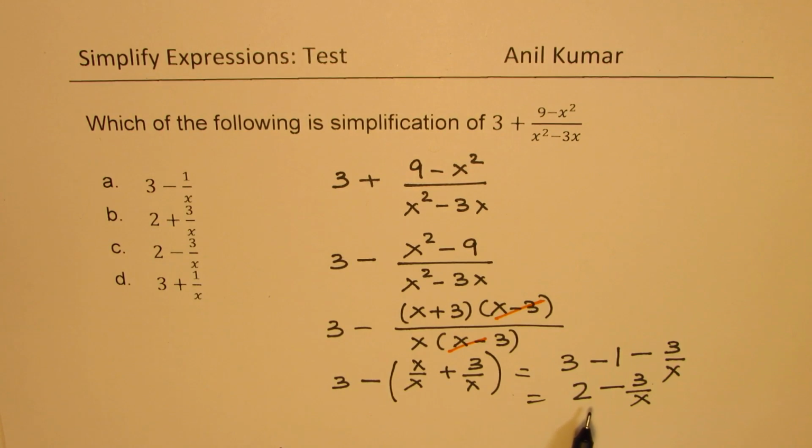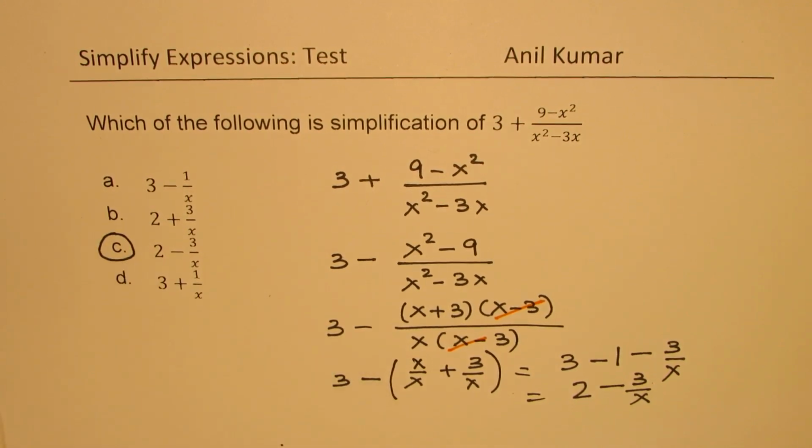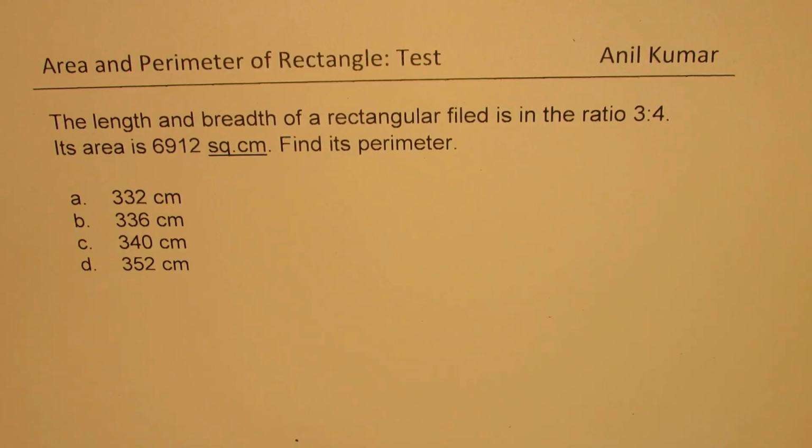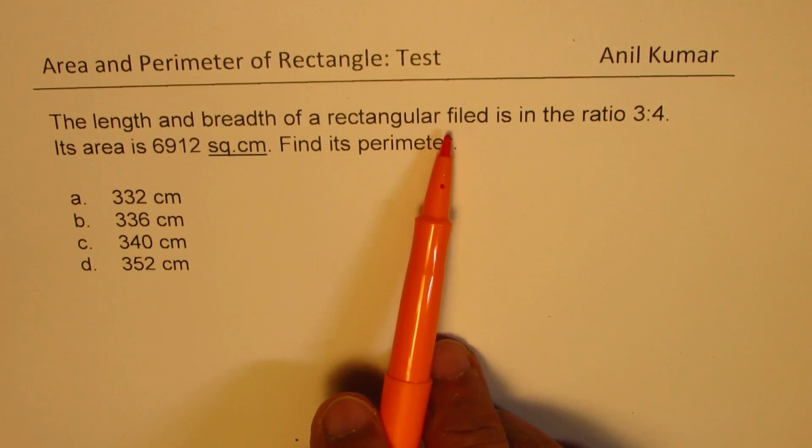Then you get the correct option. Otherwise, you may mark the wrong option. 2 minus 3 over x is the right option. So that is how we get our answer. I hope that helps.